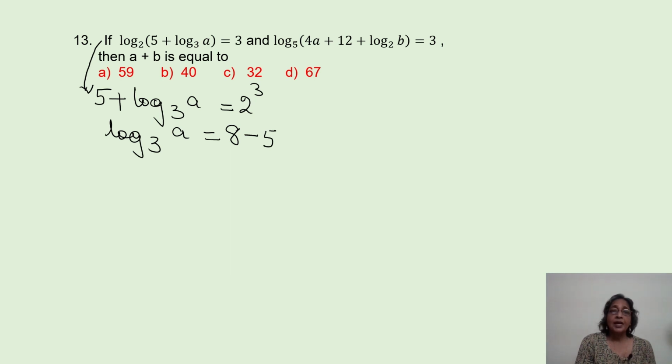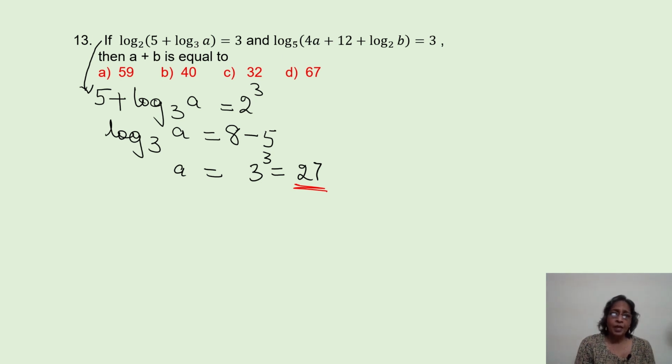Again, I am going to convert this. So this will be 3 raised to 3. Converting again a log to an index number. So I've got the value of a as 27. Now once you get the value of a, what we need to do is find the value of b. So let's take the second equation.